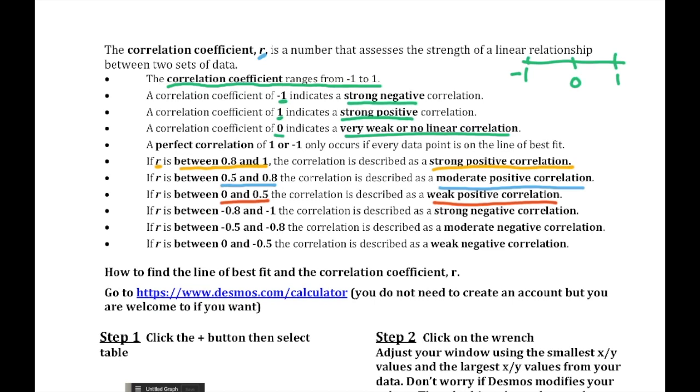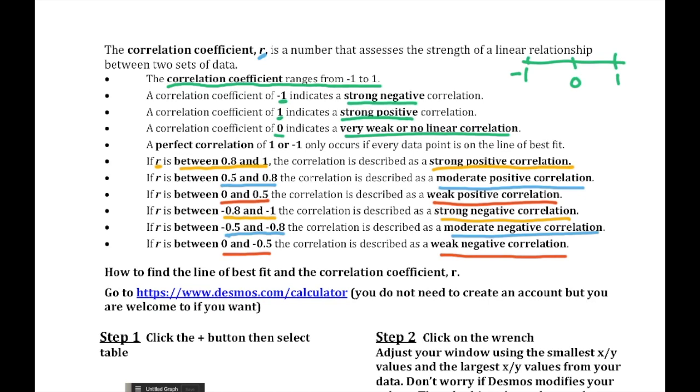Likewise, when we look at the negatives, so -0.8 to -1, it's going to be a strong negative correlation. And when we have -0.5 to -0.8, that's a moderate negative correlation. And then our last one, the 0 to -0.5, is the weak negative correlation. So you see that the sign of R is actually telling us if it's negative or positive, and the value is telling us if it's strong, moderate, or weak in its correlation.